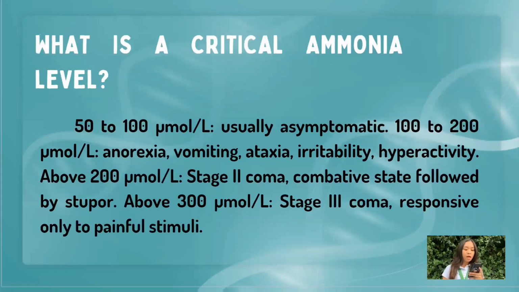What is a critical ammonia level? Ammonia is very toxic, especially to the brain, and new research shows why. The glial cell's ability to remove potassium is first studied. This process normally takes anywhere from 2 to 6 weeks.